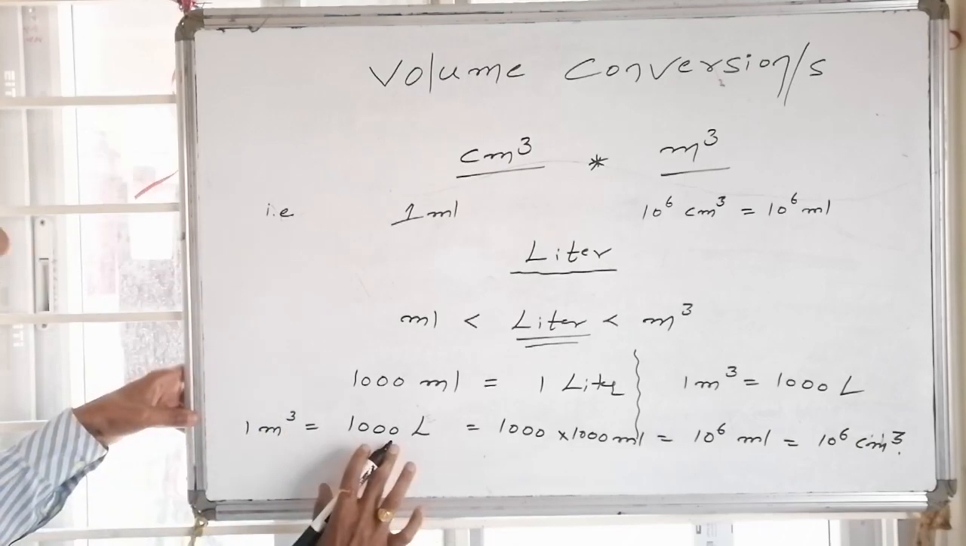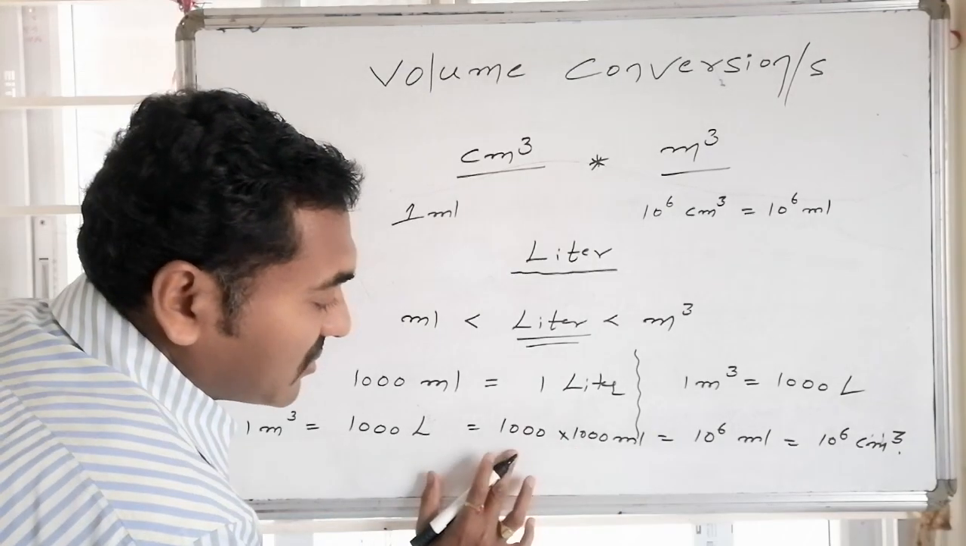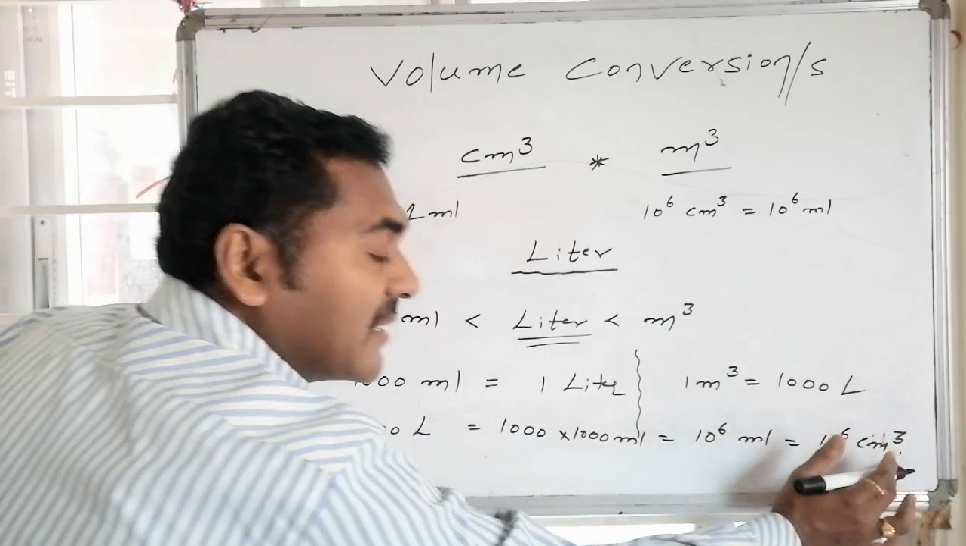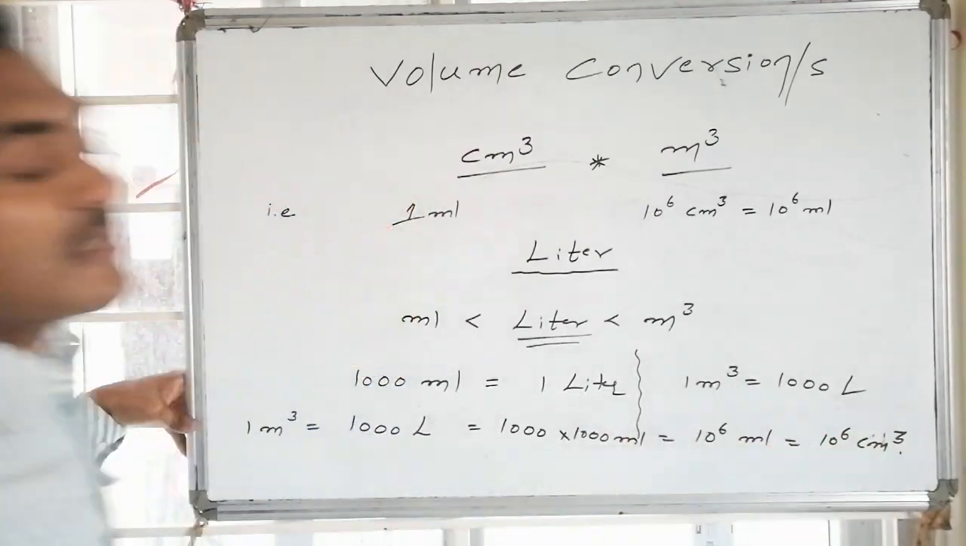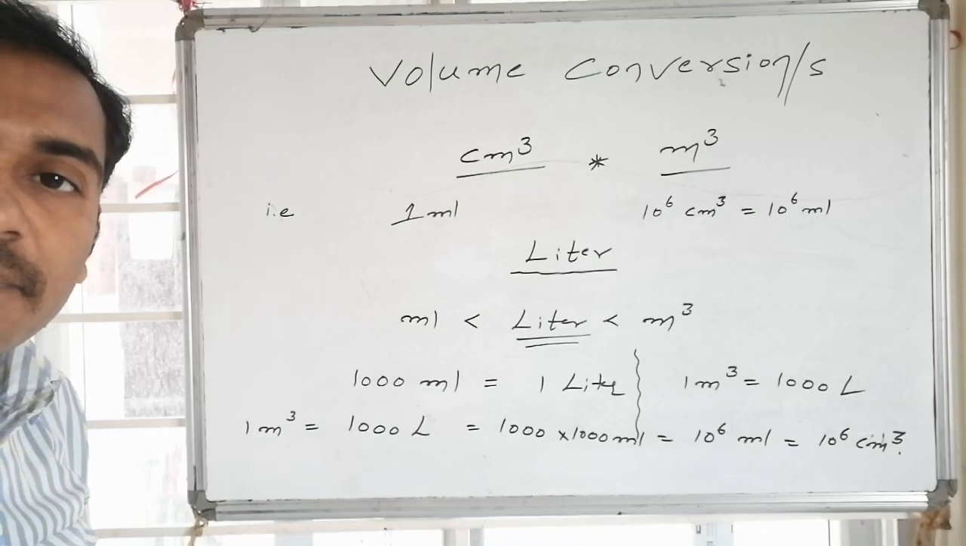1 meter cube will become equal to 1000 liters. 1000 liters will become equal to 1000 of 1000 ml. ml is known as what? Centimeter cube, hence it will become equal to 10 power 6 centimeter cubes.